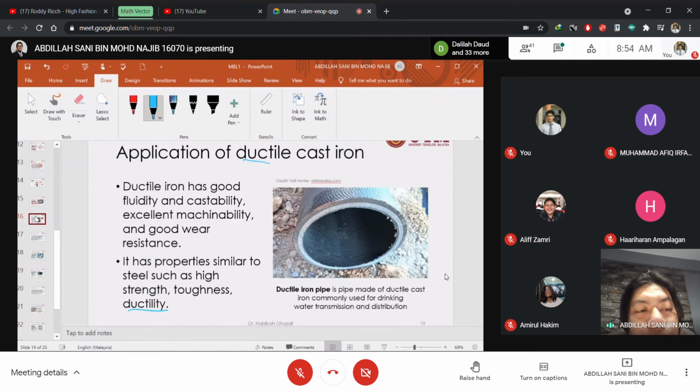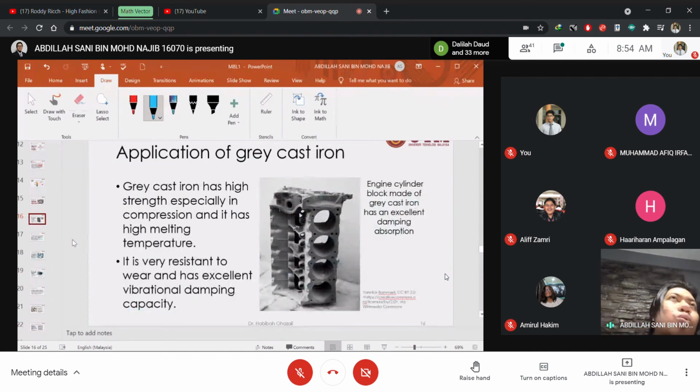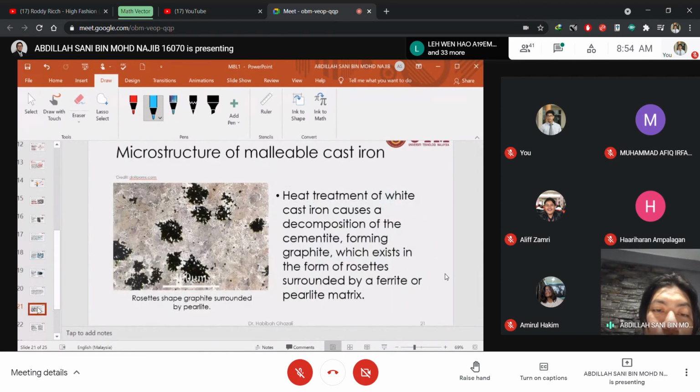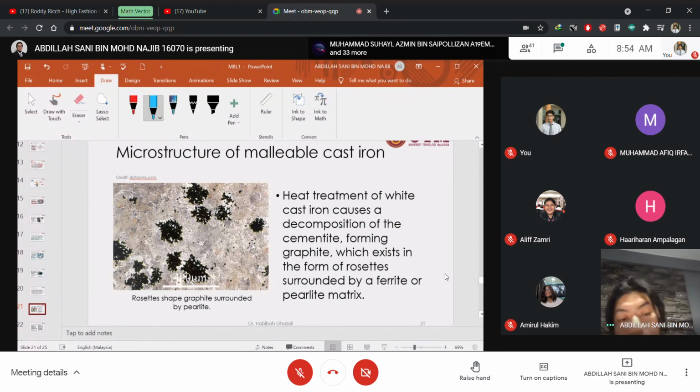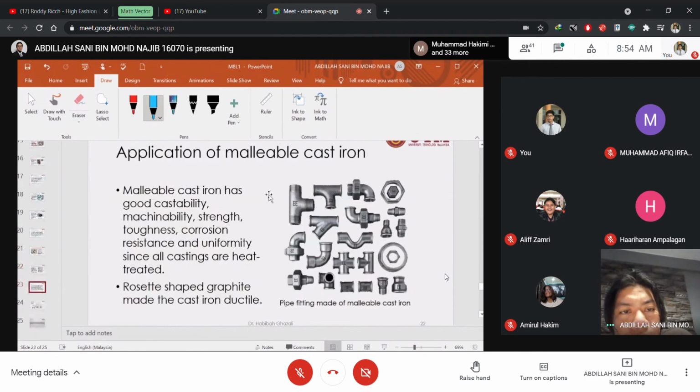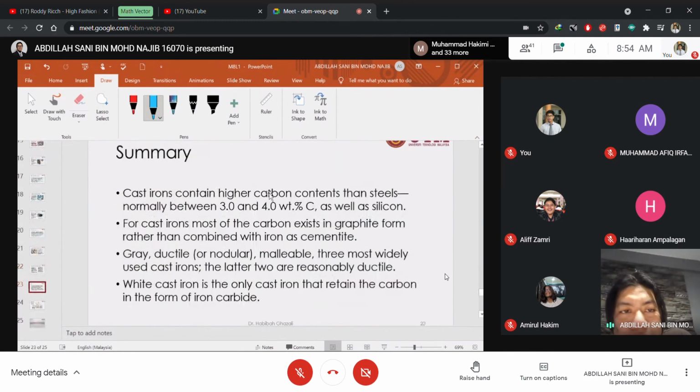If you have flakes, you cover more area, like a longer roadblock. If we aggregate into nodules or this rosette, there is not much hindrance as the dislocation moves. Okay, that's all about the cast iron.